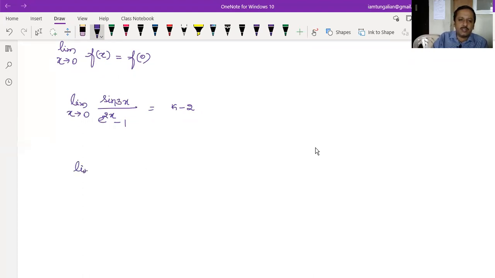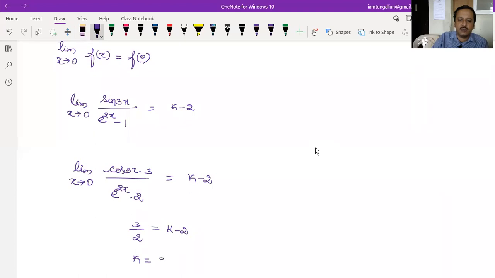So I will use L'Hospital's rule. Sine 3x, its derivative will be cos 3x into 3, divided by the derivative of e power 2x minus 1, that is e power 2x into 2. Minus 1 is there, whose derivative is 0, is equal to k minus 2. Apply the limit now as x tends to 0. Cos 0 is 1, into 3, so this is 3 by 2. Here e power 0 is 1, into 2 will give you 2, is equal to k minus 2.